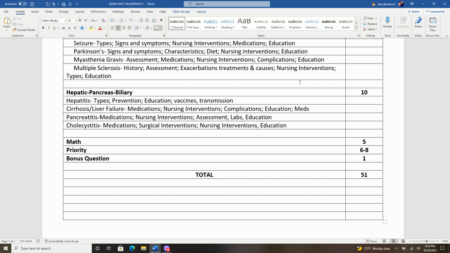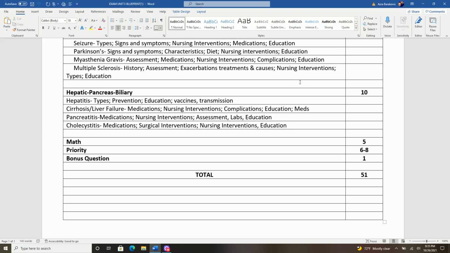Cholecystitis, so this is inflammation of the gallbladder. Okay, so the gallbladder is sick. Medications again for nausea, vomiting, pain management. Okay, surgical interventions would include taking out the gallbladder would be number one, an ERCP or an MRCP where they physically go in and they retrieve any stones if they have cholelithiasis.